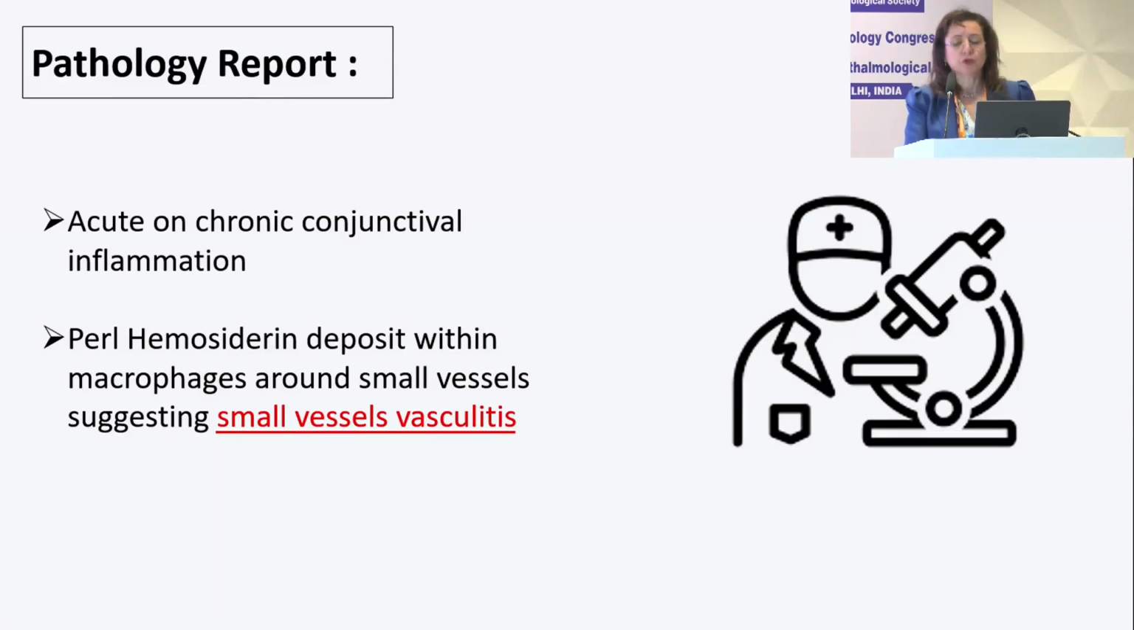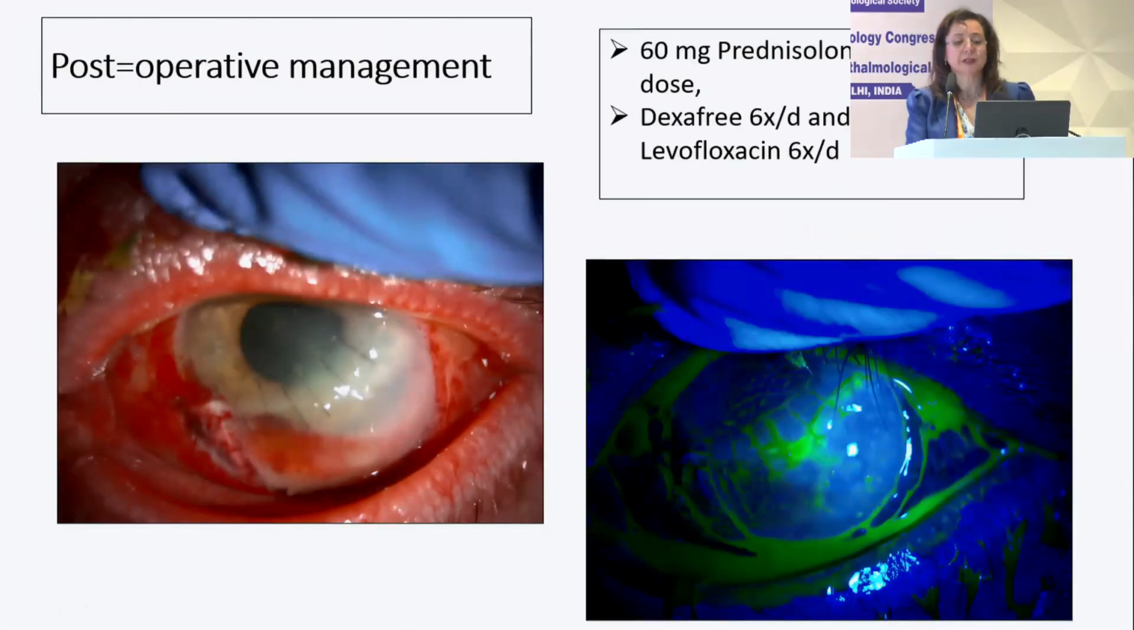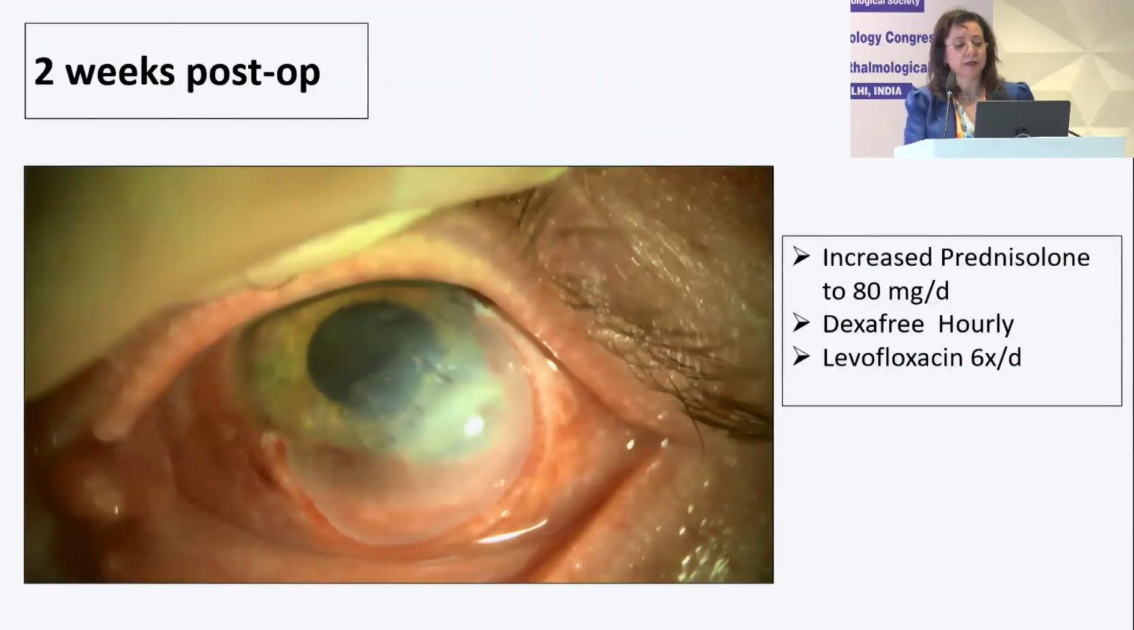And the microbiology, we took the tissue, sent it for histology, and they did show that there is some small vessel vasculitis, and the patient was maintained on a high dose of steroids, which was decreasing, 2-hourly Dexafree with an antibiotic cover. And this is the patient. She had a lot of inflammation post-operatively, which had to be managed with increased steroids and immune suppression systemically.